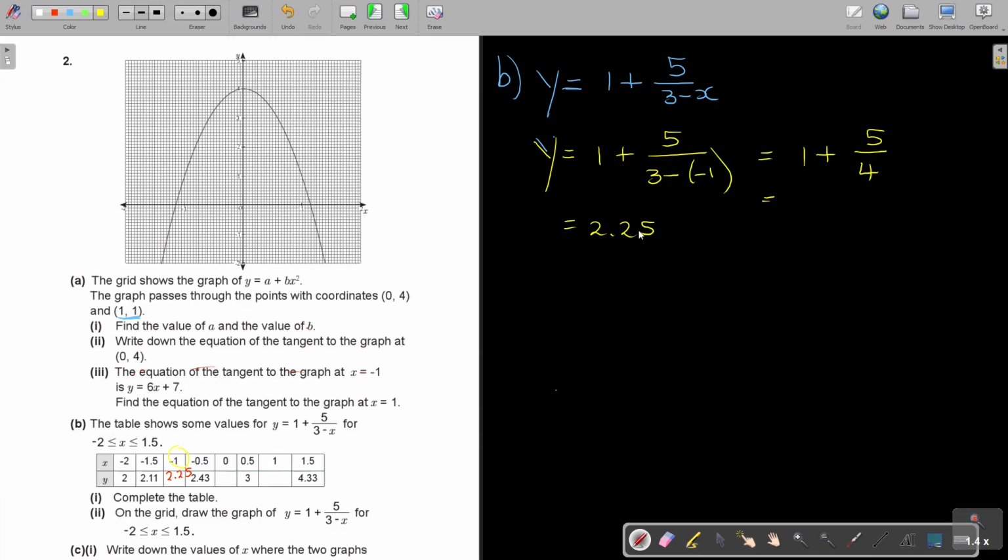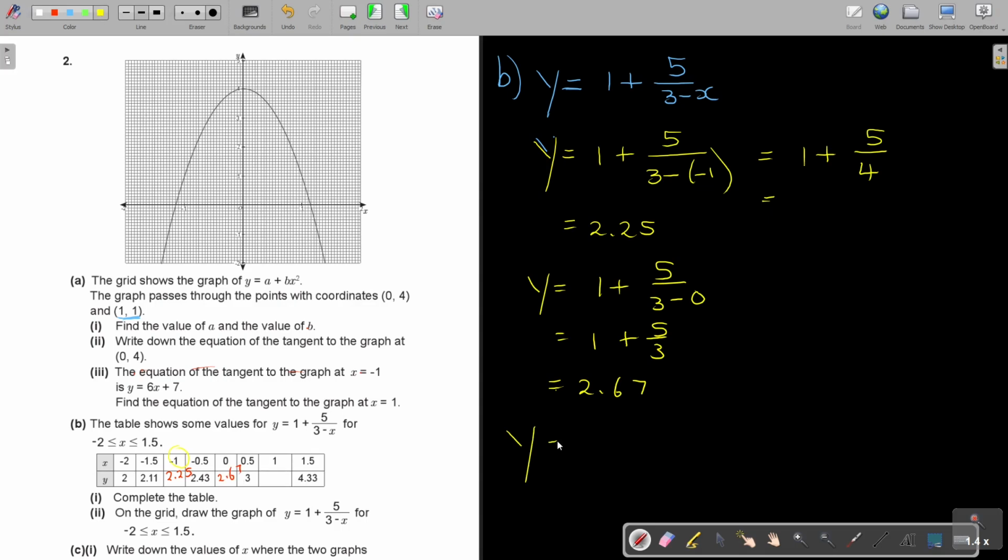So with 0, it's actually very easy. So then it's going to be y is equal to 1 plus 5 over 3 minus 0. So it's 1 plus 5 over 3. So 5 divided by 3 plus 1, and that's 2.67. So this one is 2.67. And then 1, the last one.